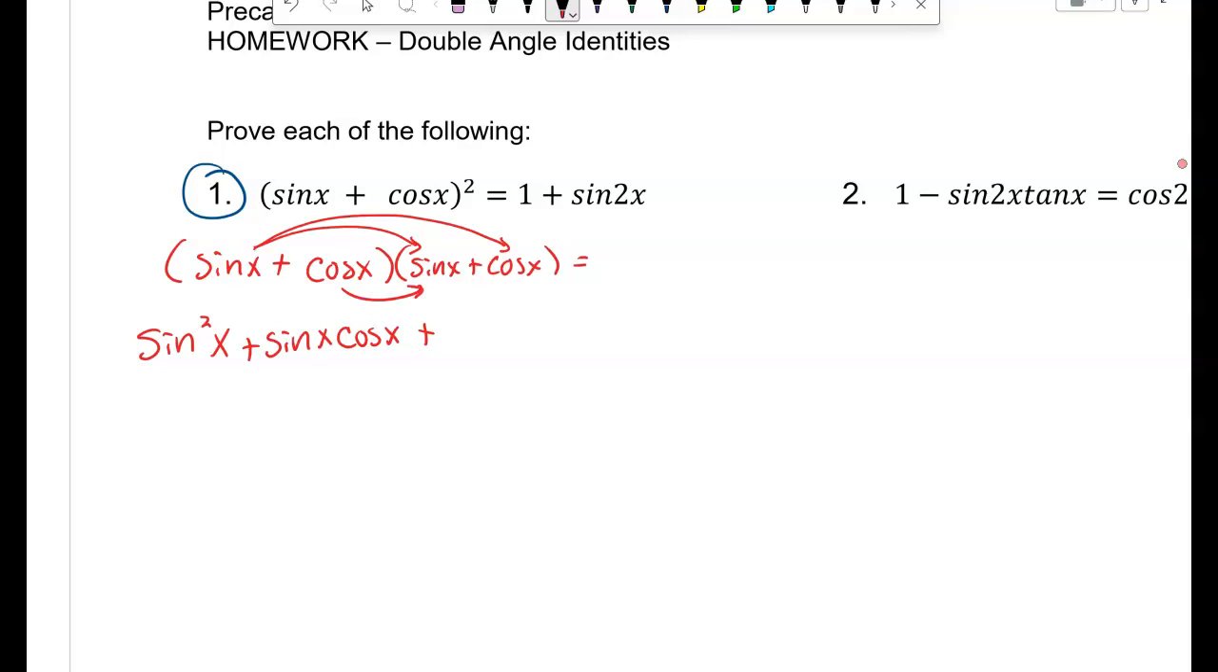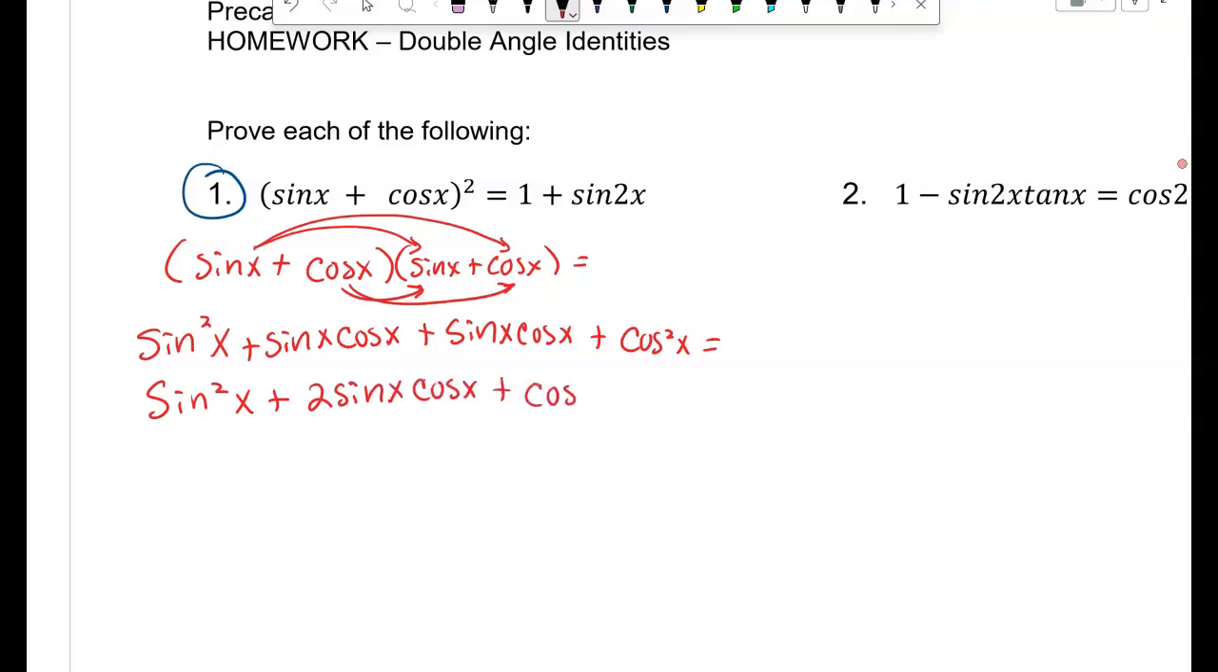cosine x and sine x multiplied together again is going to be sine x, cosine x. If you wrote cosine x, sine x, is that still the same thing? Yeah, same thing. Plus, our last one, positive cosine x times a positive cosine x is what? Cosine squared x. I have a feeling you guys are going to start seeing some stuff pretty quickly here. First of all, when we simplify this, we have sine squared x plus 2 sine x cosine x plus cosine squared x. Would you guys agree?